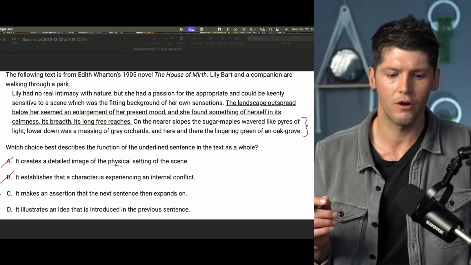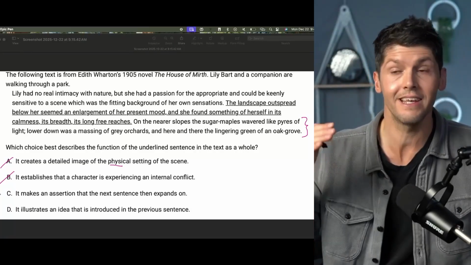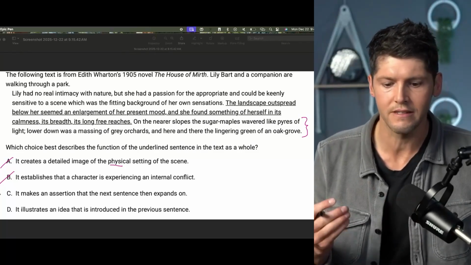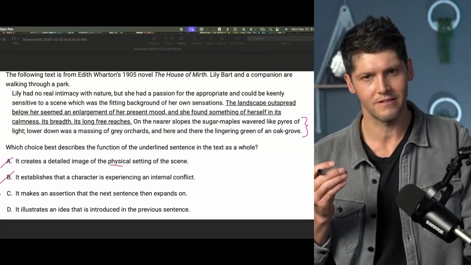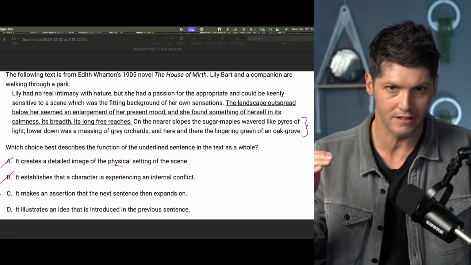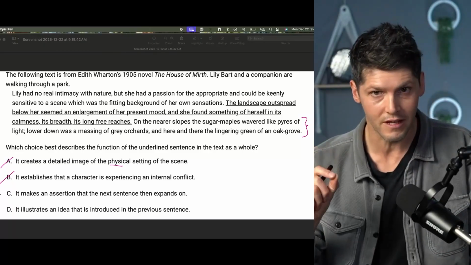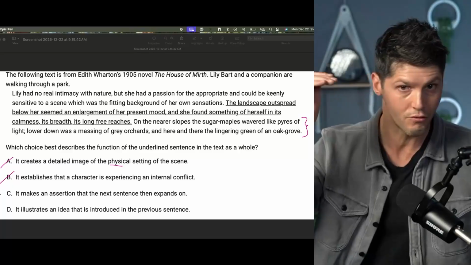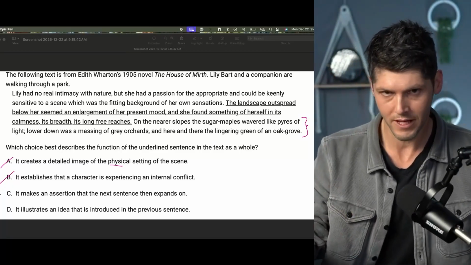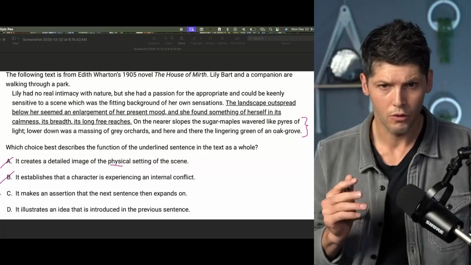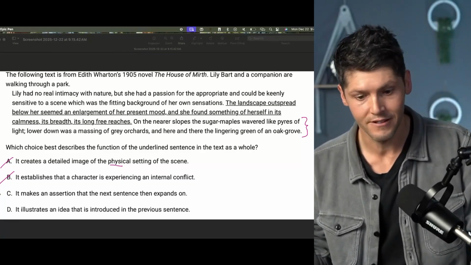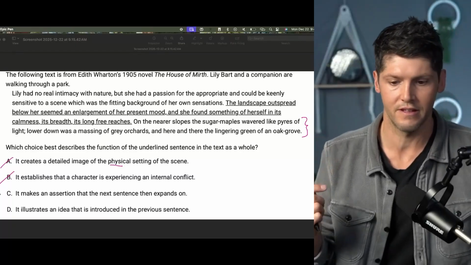So C says it makes an assertion that the next sentence expands upon, and D says it illustrates an idea that is introduced in the previous sentence. Okay, so first of all, let's notice that a function question, like we said, is about above and below. So these answer choices, which reference the information right above or right below, seem like good answers right off the bat. That's great. Now, the difference is C talks about the next sentence. D talks about the previous sentence.